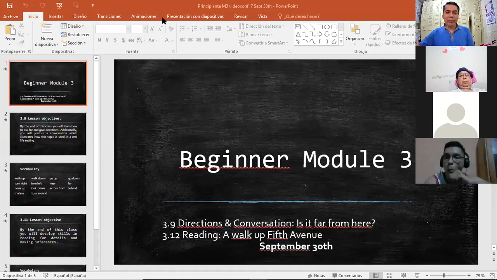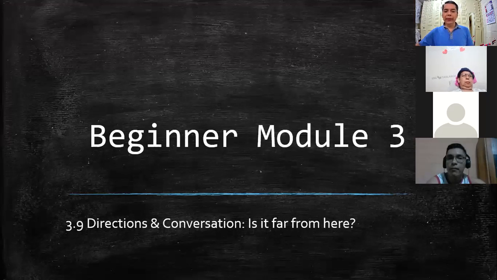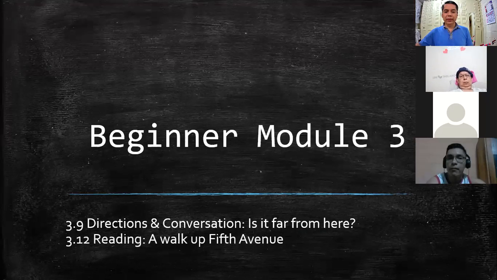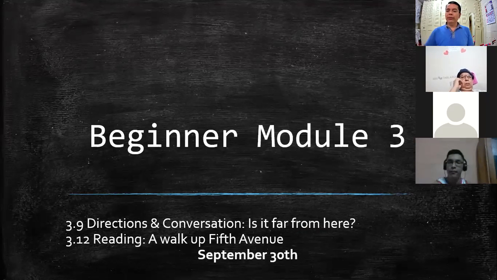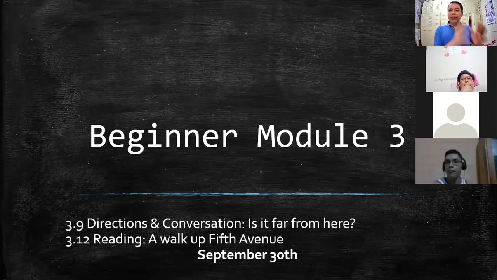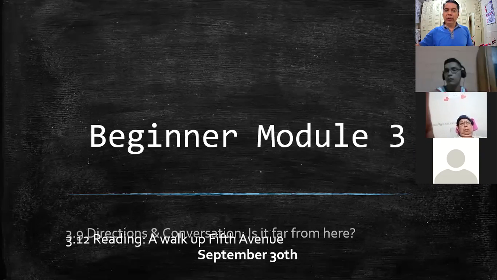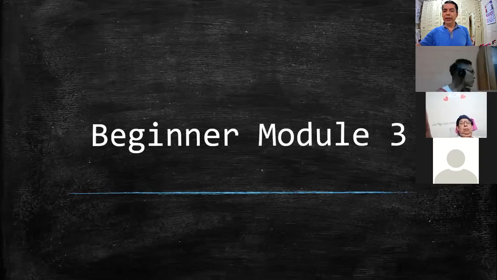Now, let's start with the presentation. Today we're going to practice two points: directions and conversation. Is it far from here? And we're going to practice a reading. Walk up Fifth Avenue. We're going to talk about New York, and then we're going to learn how to give directions. So today is for locations and directions. Now we're going to practice just the vocabulary. Please pay attention.